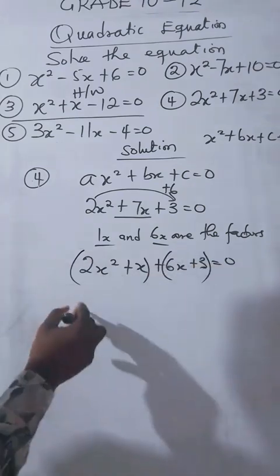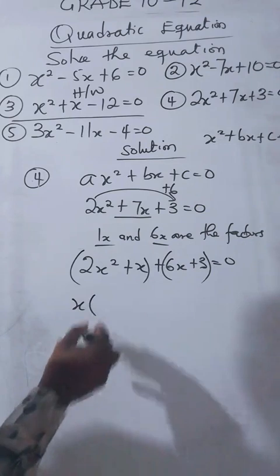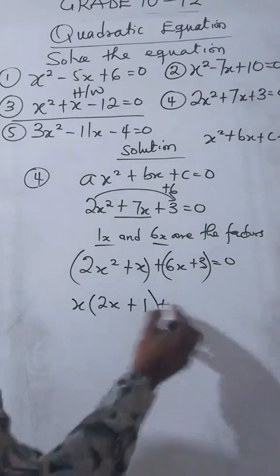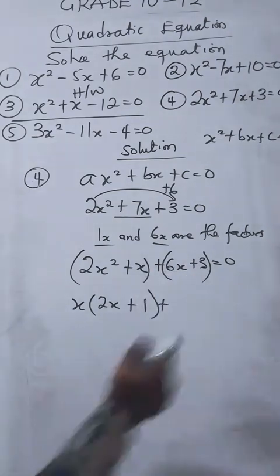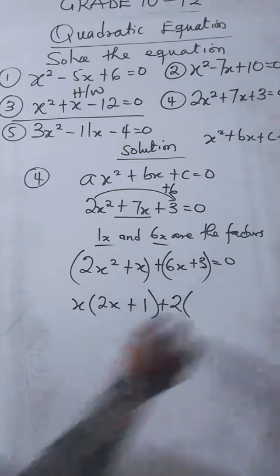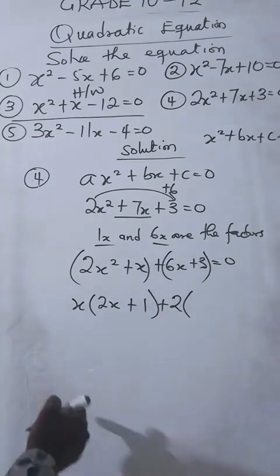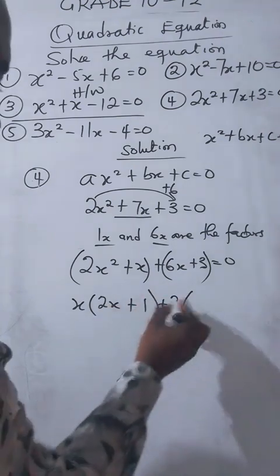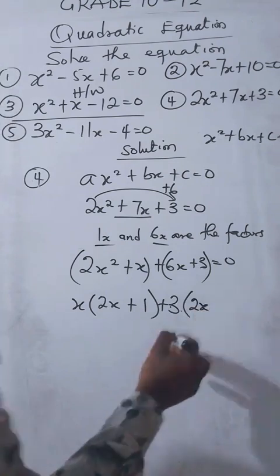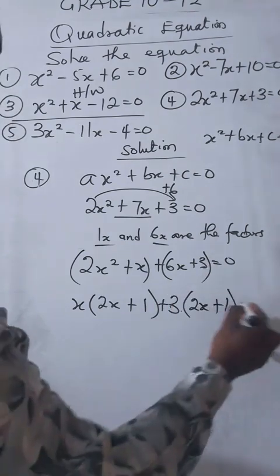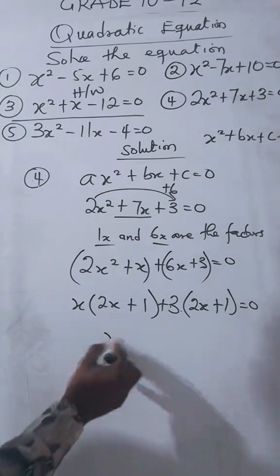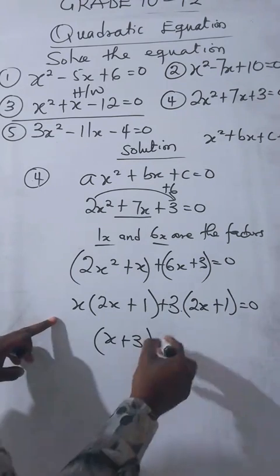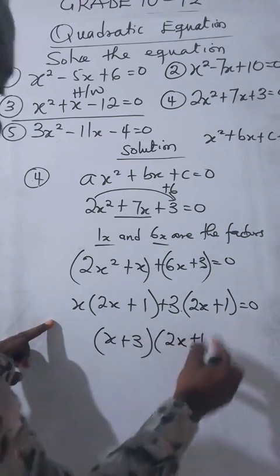So here x is common, x will be out. We have 2x to be left here. If x is gone, you have plus 1. Here also the highest common factor of 6 and 3 is 3. So here we are left with 2x plus 1 into 3, then equals 0. So we have x plus 3, that is what is outside, then 2x plus 1 equals 0.